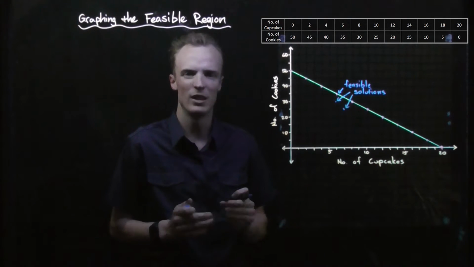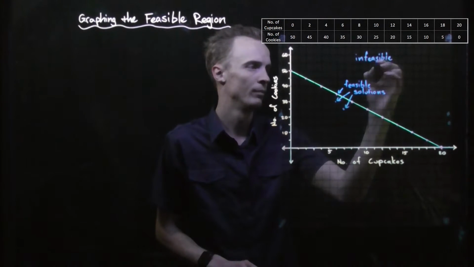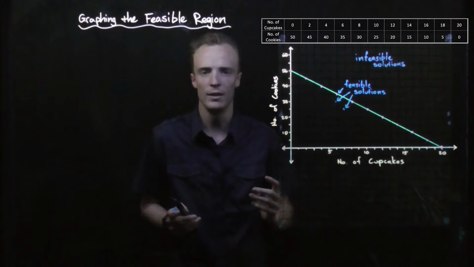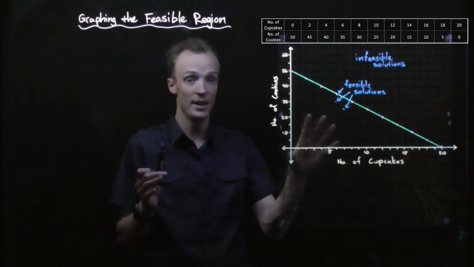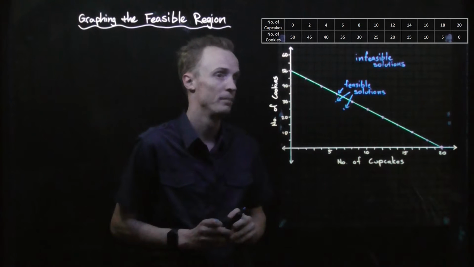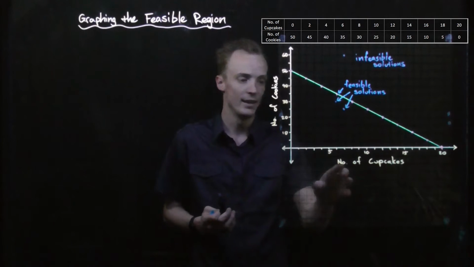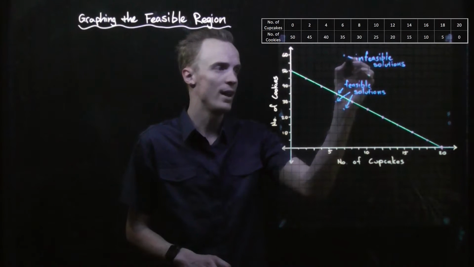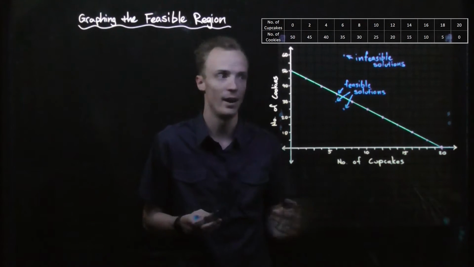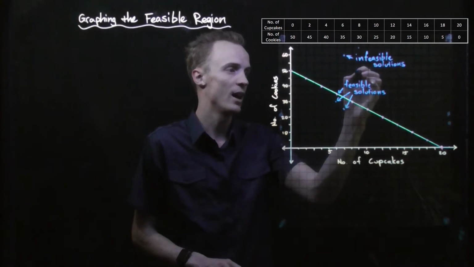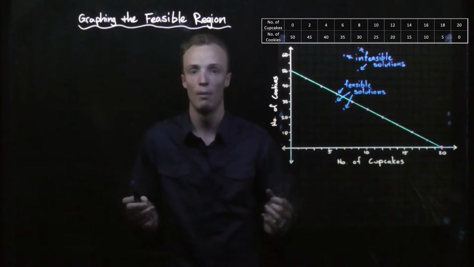The other type of solution that exists is what we call infeasible solutions. Now, infeasible solutions are combinations that don't fit within the context of the problem. So in this case, they don't meet our $10 budget. An example of this would be, say here, 60 cookies and 7 cupcakes. There is no way that we can purchase that amount of cookies and cupcakes within our $10. So infeasible solutions are combinations that don't fit the context or the constraints of our problem.